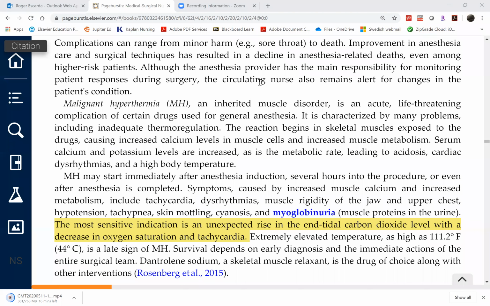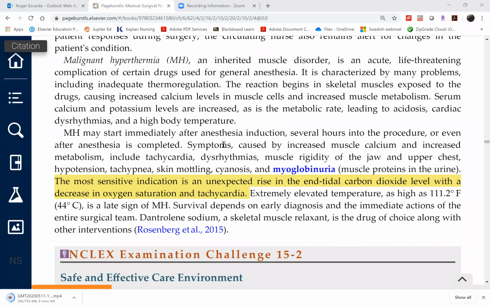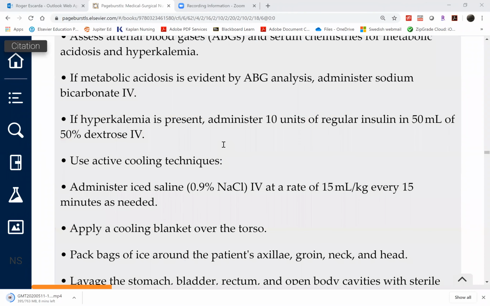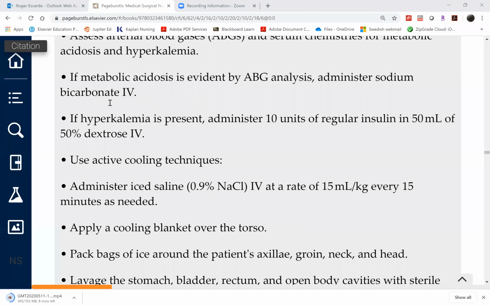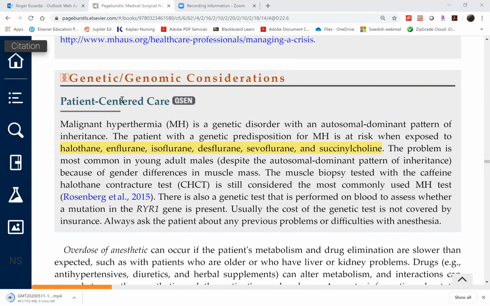So if that's the case, then they would consider other forms of anesthesia because the trigger for malignant hyperthermia has been associated with certain types of anesthetics. They're listed down here. There's a PCC box. PCC stands for patient-centered care. This is one of 7 QSEN competencies. When they say QSEN, this is quality and safety education for nurses. So these are 7 competencies that are tested on the NCLEX.